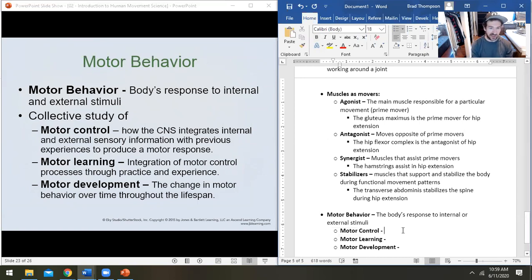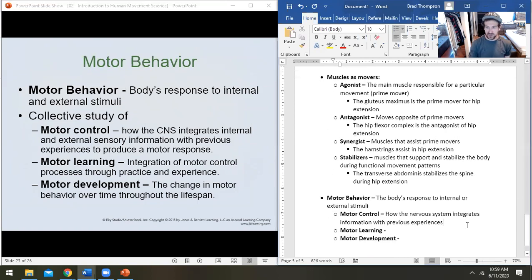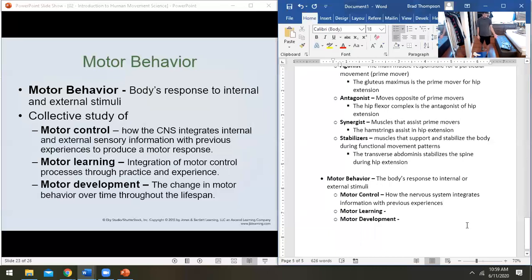So motor control is how the nervous system integrates information with previous experiences, right? As it gets information coming in, let's say you're standing on one leg, for instance, right? As the information comes in that there's now more pressure on this leg than this one, or maybe that I'm tilting in one direction, and gravity is still pulling downwards, I'm experiencing more gravity here and less gravity here, right? My body's going to interpret that information and go, oh, well, last time we contracted for this much force, and that brought us back to neutral. So that's your motor control.